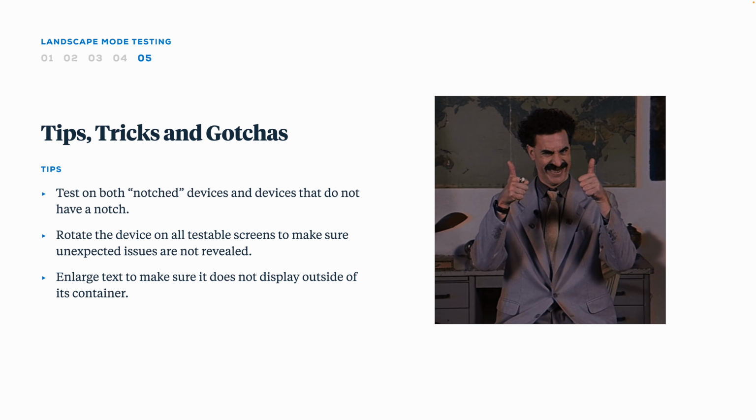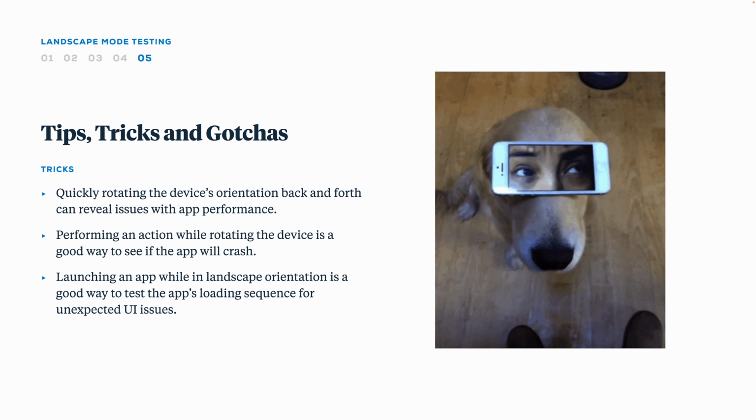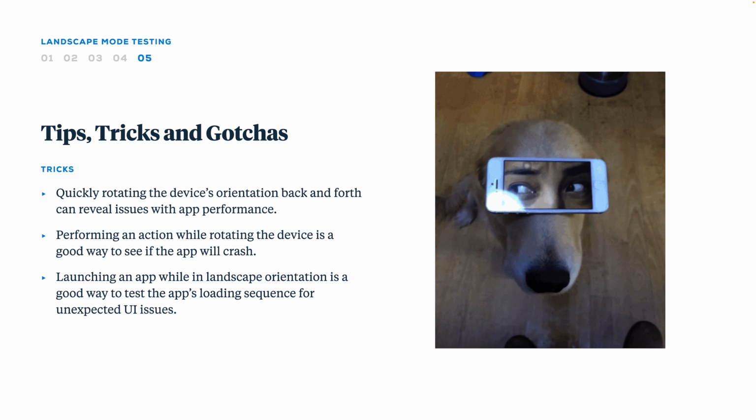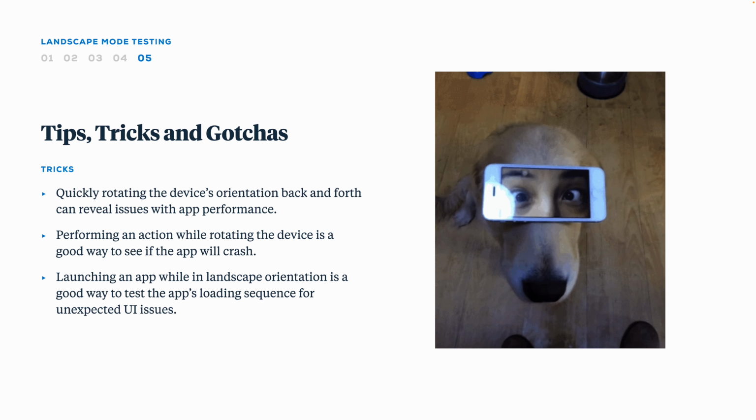So what are some tips when testing landscape mode? Make sure you got both notched and notchless devices to test on. Make sure that when you're rotating the devices, that nothing unexpected is happening. And then enlarging the text. So yeah, making sure that when text is large and you're in landscape mode, that things aren't displayed outside of their containers.